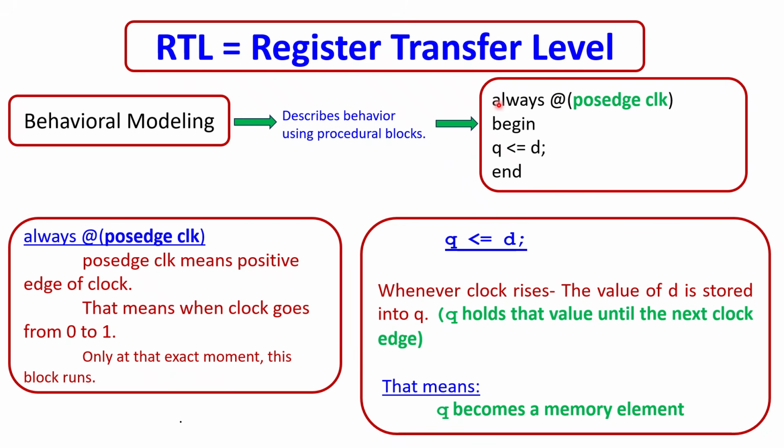So now look here. We have to use always in the behavioral, and this posedge clock means that when the clock moves from 0 to 1, when the clock rises, the value stored in D will move to Q until the next clock edge starts, and Q is a memory element. So this is the Verilog of behavioral.